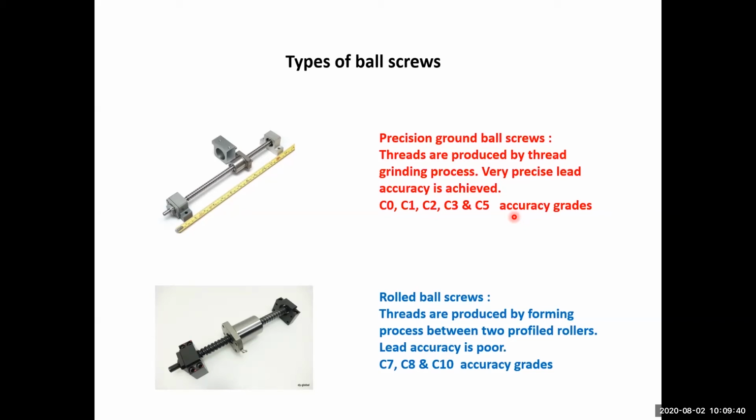Of course, those of you who did their engineering very recently are familiar that a lead screw, being a frictional device, works on PV is a constant, pressure into velocity. That means when the load increases, of course, load and pressure are directly related based on the contact area between the threads, velocity comes down, or if the velocity goes up, the load comes down. That is one of the major constraints in the case of a lead screw. And in the case of a ball screw, that problem is not there. There is no such P into V being a constant.